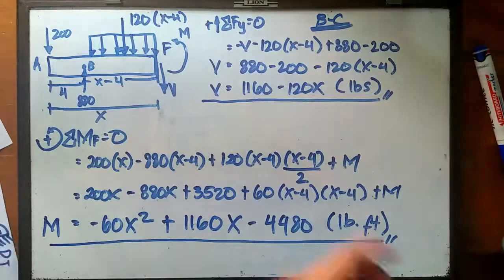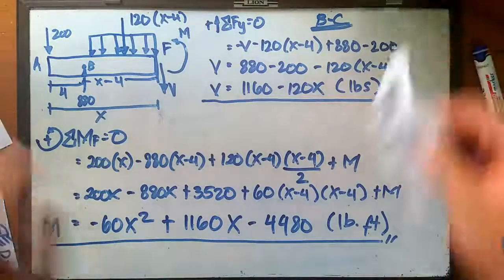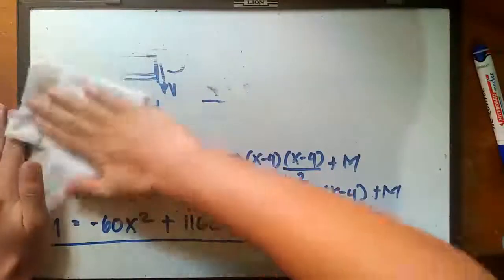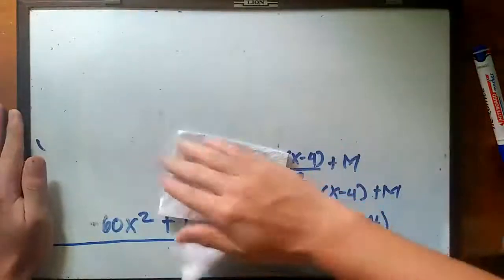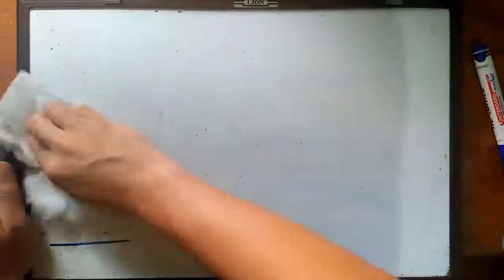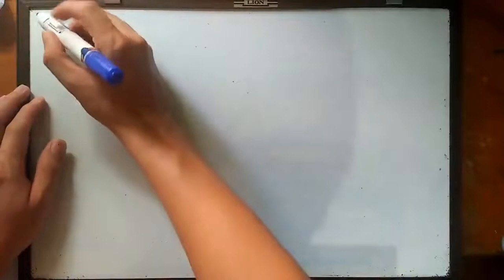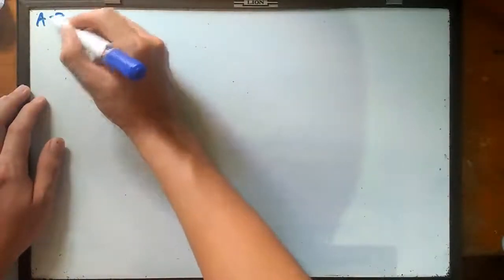Okay, so I'm going to free this whiteboard here so that we can have some space for us to solve. Don't forget about the equations that we managed to solve so far, because all of that information will be important for solving this problem. The next step is to list down all of the shear and bending formulas that we managed to solve. So this one is for segment A-B.